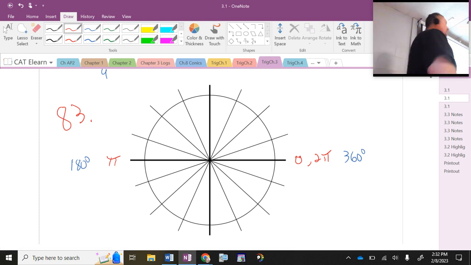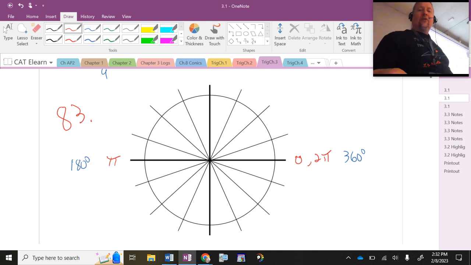Now, number 83, they may give you 180 and they may ask you to convert it to radians. And then you'll see that this happens. This is how they do it. They have one or the other given. You have to convert them. I'll show you, but I'm doing a few here.